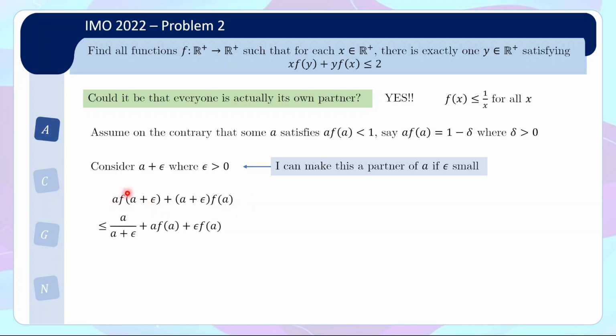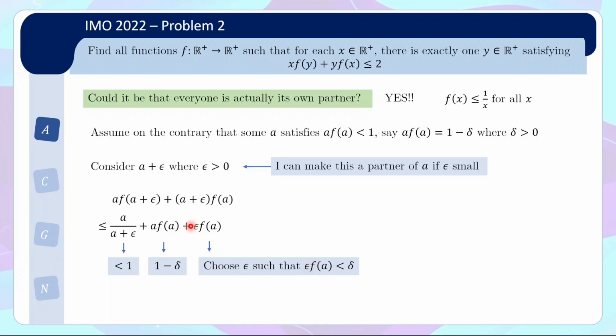Now, from the statement that we have already proven here, where f(x) is less than or equal to 1 over x, this tells us that af(a plus epsilon) is less than or equal to a over a plus epsilon. And of course, here I just distribute out the sum. Now, a over a plus epsilon is less than 1. And af(a) we've shown is 1 minus delta. So, for epsilon f(a), we can choose epsilon small enough such that epsilon f(a) is less than delta. Of course, this can be done because f(a) is some number, delta is some number. So we just make epsilon super small until this inequality holds.